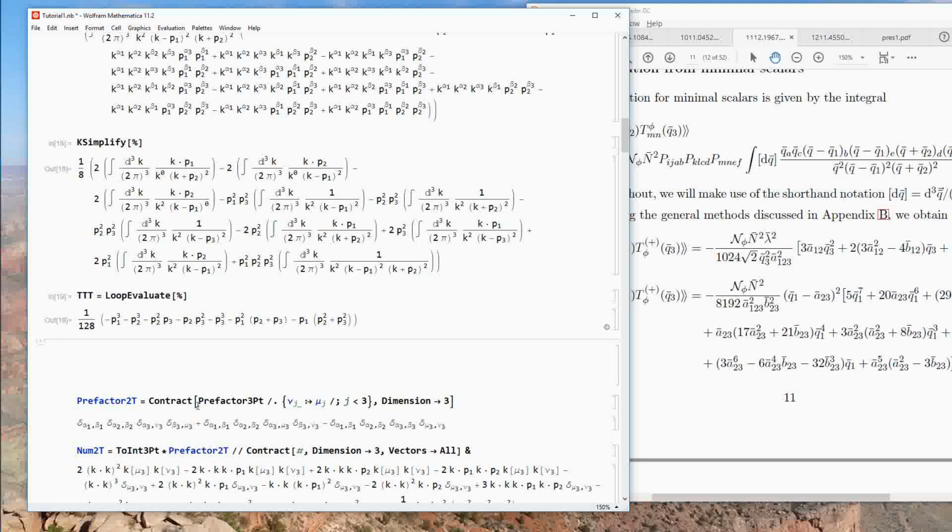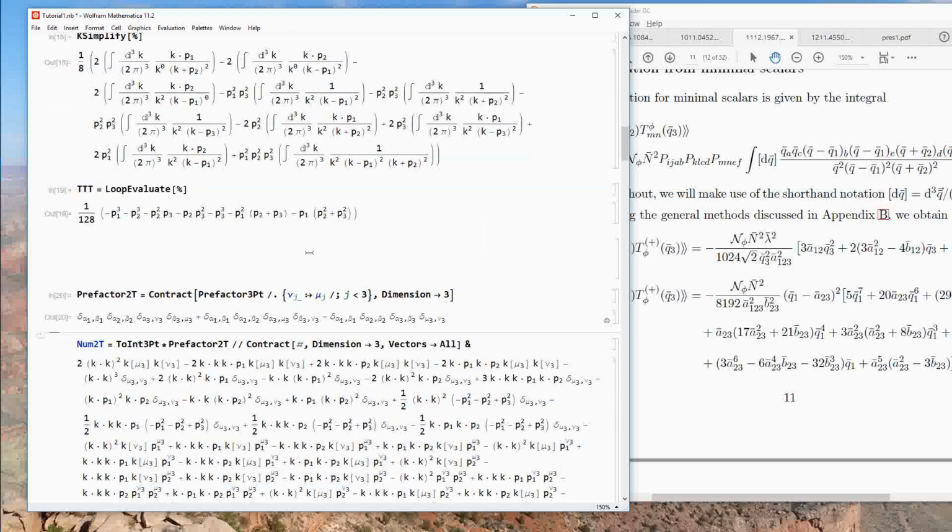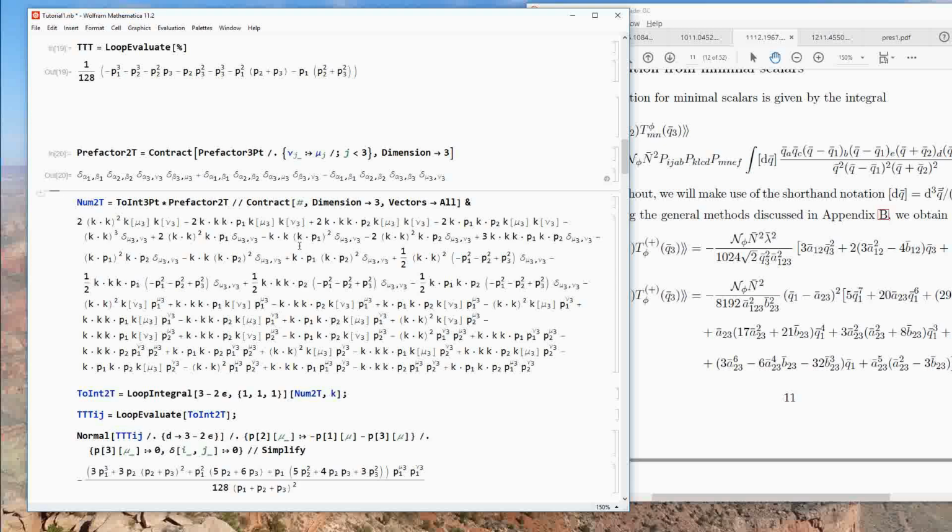So we take the same prefactor as we had before, but we only contract 2 indices now. So mu3 and nu3 remain. These are the 2 indices on the stress tensor that are not contracted. And just to make things slightly faster, I will first explicitly contract the numerator before substituting into the loop integral. So we just do it here.